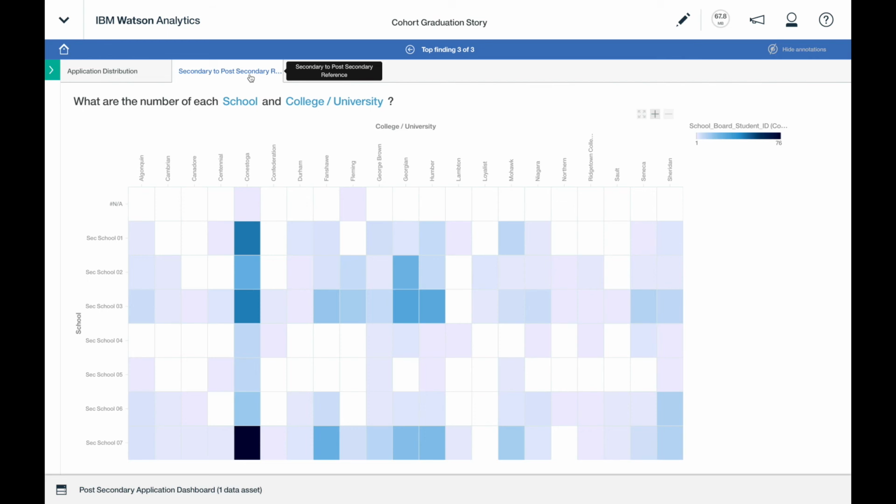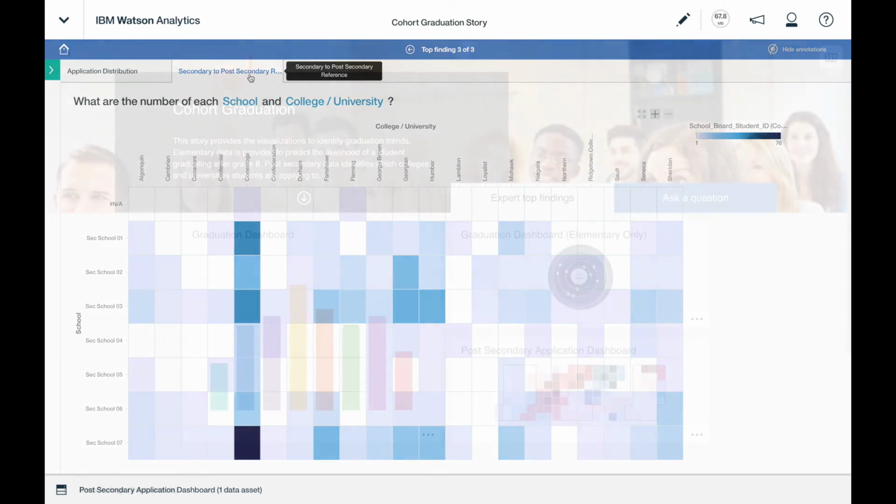This visualization is powerful in understanding where students are applying, but may also provide insight into the types of programs they're interested in. Knowing that a high proportion of students in Secondary School 3 are applying to Georgian College may show that there is an interest in automotive programming and may help shape the type of curriculum being implemented at the local high school.